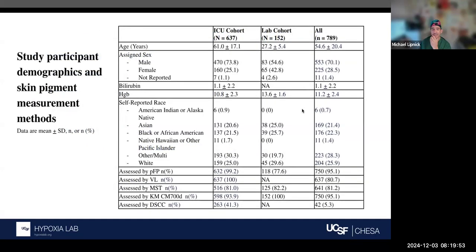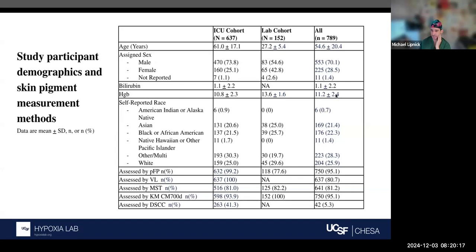Next slide. So now we'll share a little bit of data from preliminary analysis from our cohorts from both the lab and the real-world clinical setting. We have an ICU cohort, that's the OpenOx study, with about 637 people. And then we have a lab cohort, which has 152 individuals where we've taken measurements.